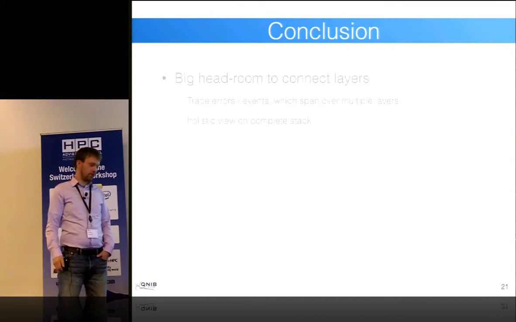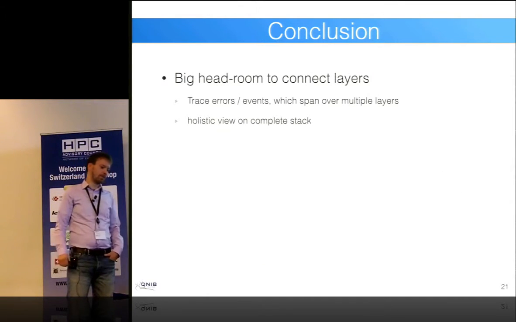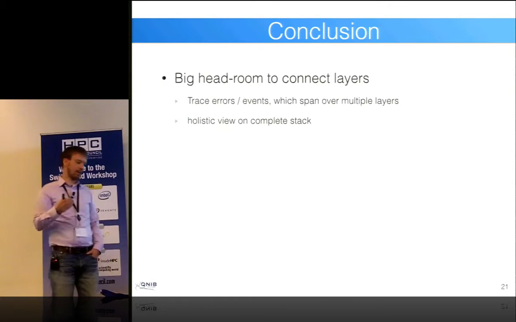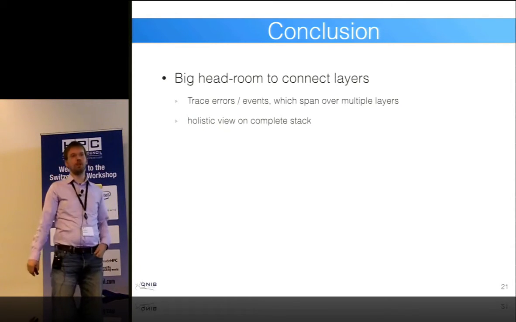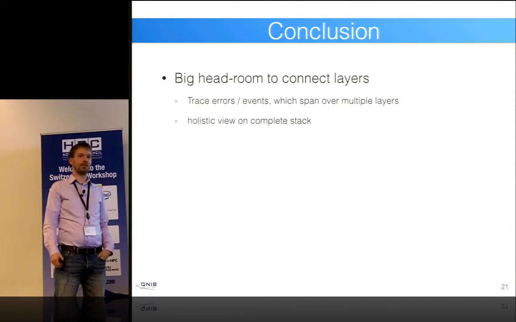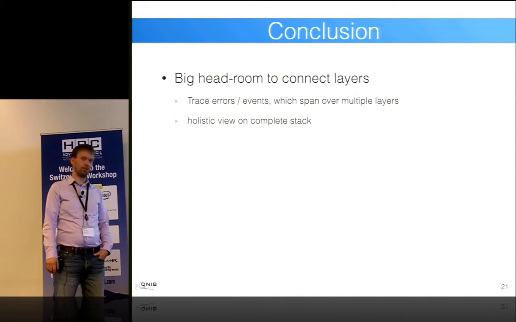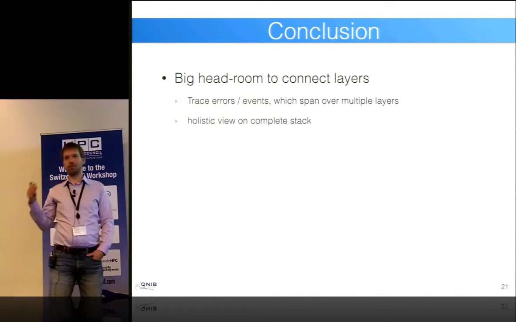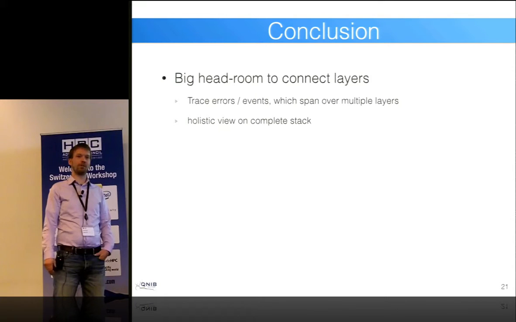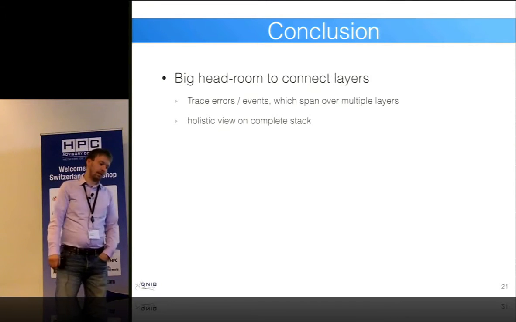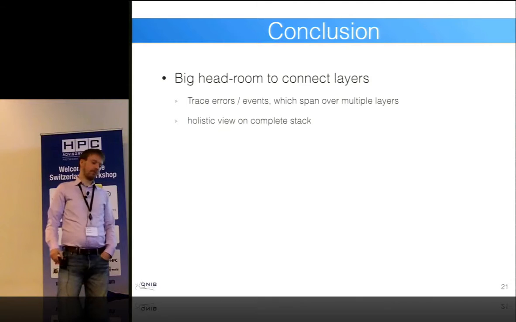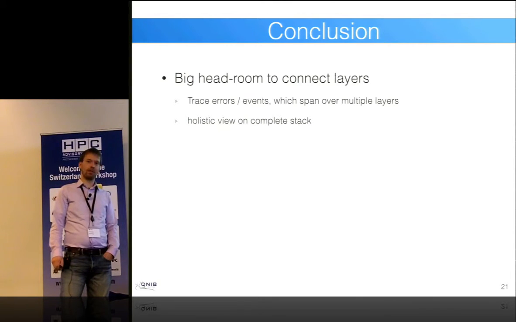Okay, conclusions about this. There is big headroom to connect the layers. So trace errors and events which span multiple layers. That's basically a very nice and needed view, I think, for system operations. If you only look at InfiniBand, or only at your application logs and metrics, you won't figure out complex problems. But if you look at all of the layers, or most of the important layers, and get a holistic view of the complete stack, then you can do a lot of nice stuff and find problems that you couldn't figure out before.